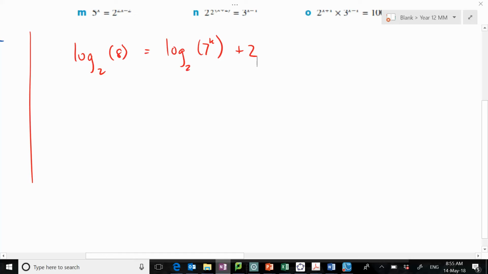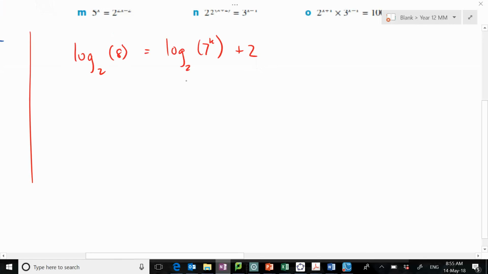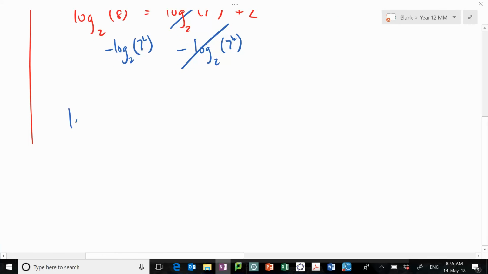And there's one small thing right here that we can do, and examiners always do this. That's as simple as it is. What I would do here is subtract both sides by log 2 of 7 to the k. On this side, same thing, subtract log 2 of 7 to the k. These 2 will cancel out. What you end up with now is log 2 of 8 minus log 2 of 7 to the k, which is equal to 2.